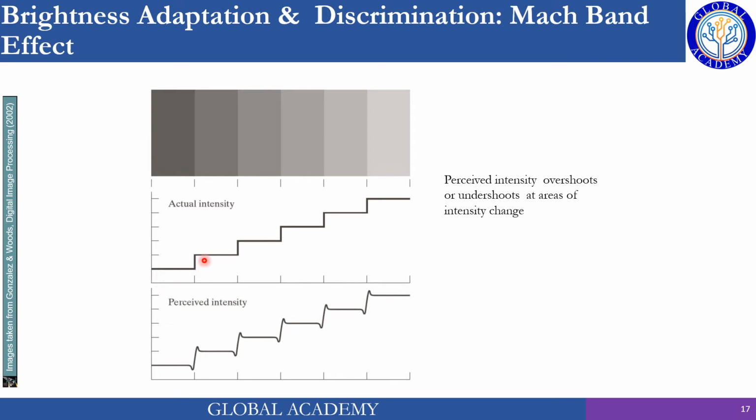Any sudden change in light intensity may not be sensed because the human visual system takes time to adapt to the sudden change in intensity. Like if you are exposed to some sudden light or sudden dark, then the human visual system takes some time to adapt to the new intensity level. So that is why we cannot exactly differentiate or discriminate between a large number of intensity levels.